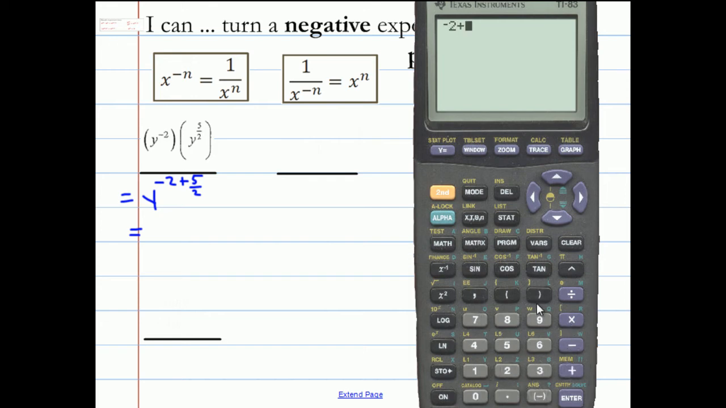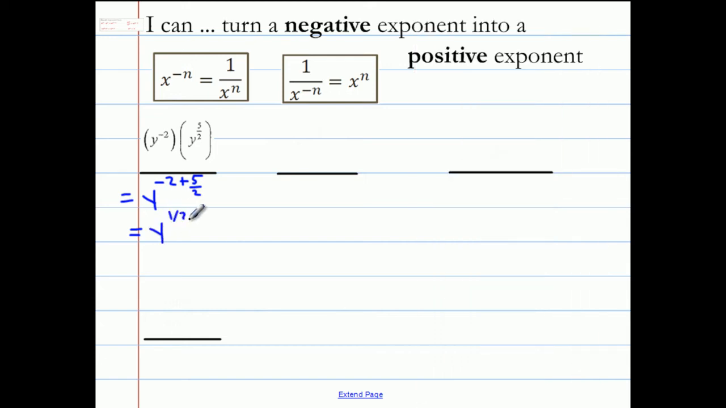Negative 2 plus 5 over 2 will give you 0.5. And if you can't see that that's a half, your calculator can convert this into a fraction for you automatically. So this turns out to be y to the 1/2.